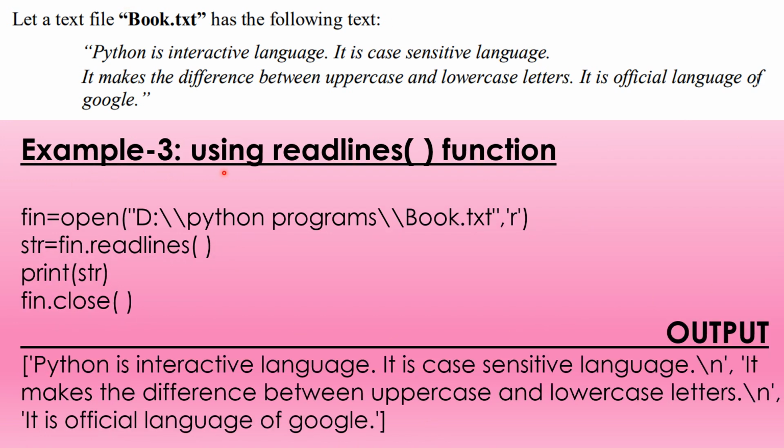Next we will see the program using the readlines function. Here we are opening the file. Here we have used the readlines function. In the readlines function, it will read the entire paragraph, whatever is written inside the file, and it will give an output as a list. Here we have printed str, so it will contain the entire paragraph inside that file, and here we are closing the file. In the output you can see the entire paragraph is printed. So this was the read function, readline function, and readlines function.